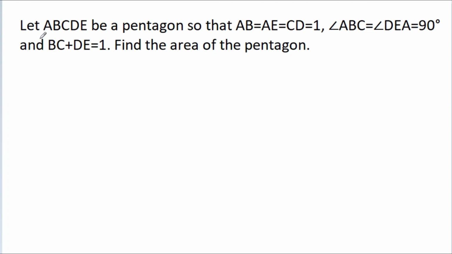In this video, we are given that ABCDE is a pentagon such that AB equals AE equals CD equals 1, and angle ABC equals angle DEA, that is 90 degrees, and BC plus DE is 1. Then find the area of the pentagon.